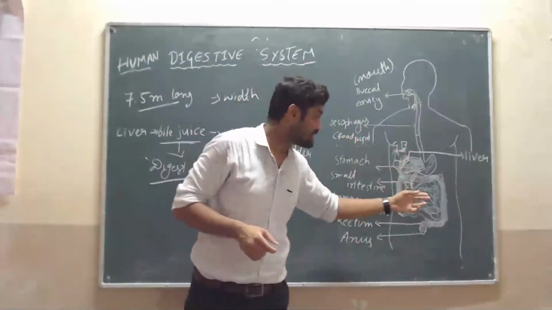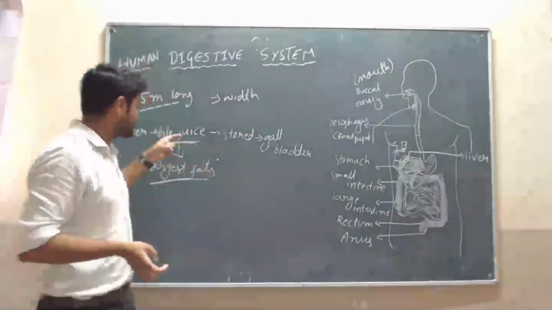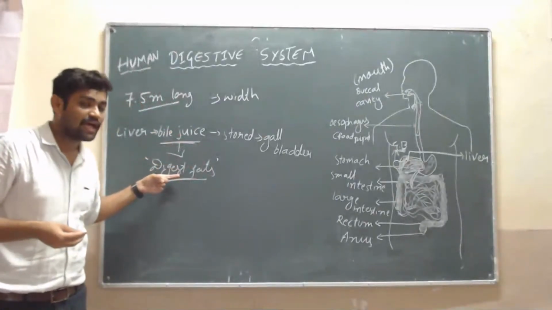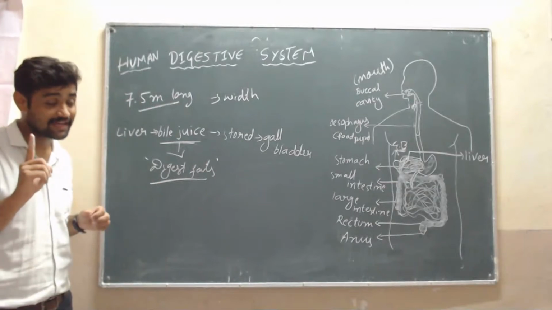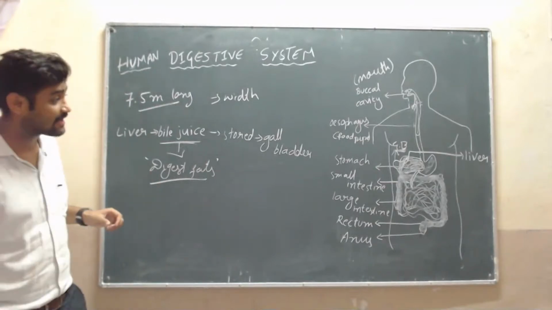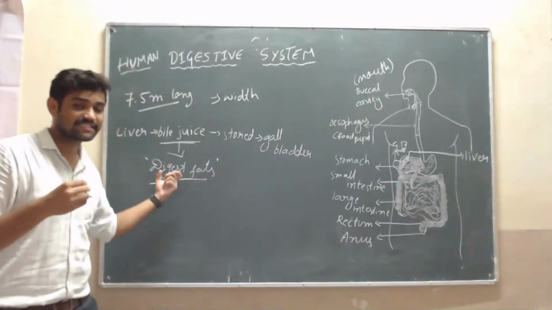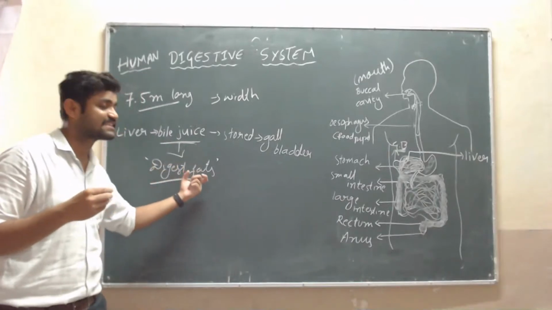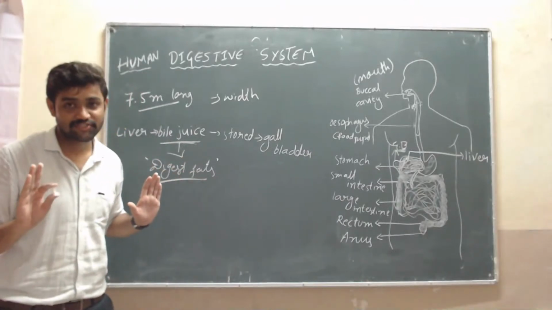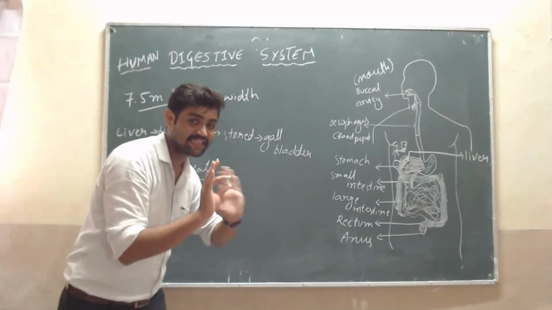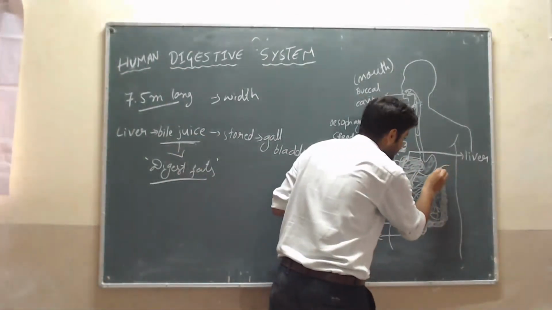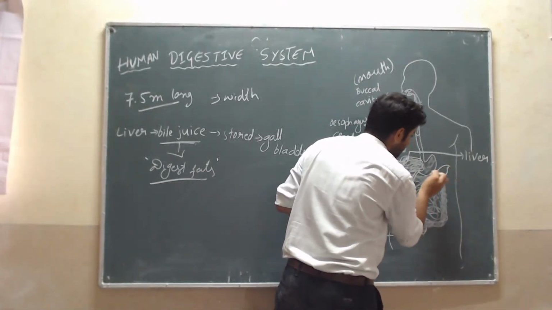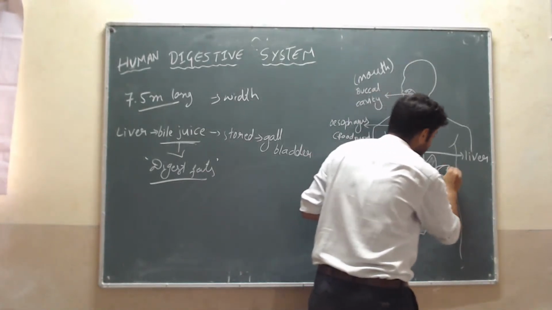Bile juice helps to digest the fats. Is it clear? Yes sir. Here what happens is that some partial amount of fats are digested. Then one more organ is there, here see, that is the pancreas.